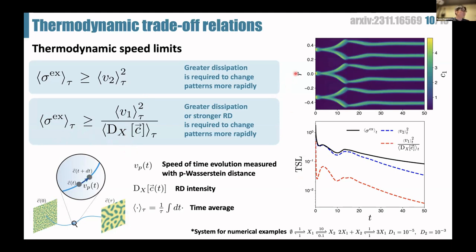In this simple numerical example, the first bound, the blue one, is tighter than the second one, the red one. But I emphasize that we can also construct some processes where the second one, the red one, is tighter than the blue one by considering the condition of equality of the Cauchy-Schwarz inequalities, which appears in the derivation of these speed limits.